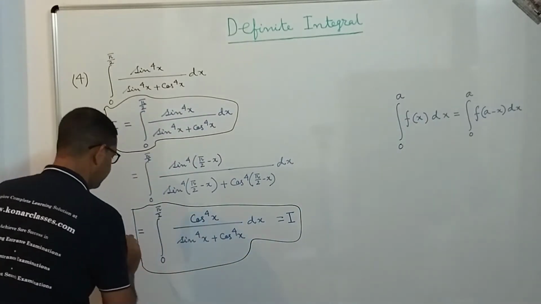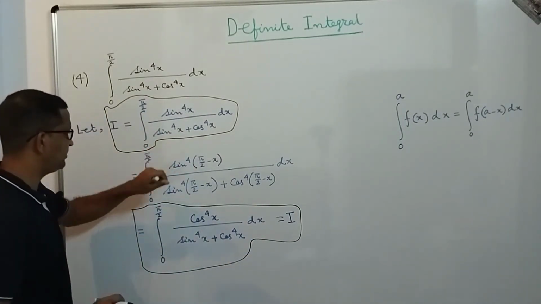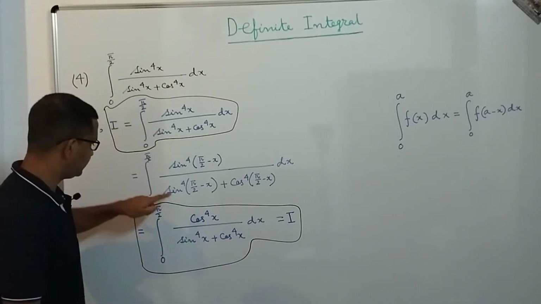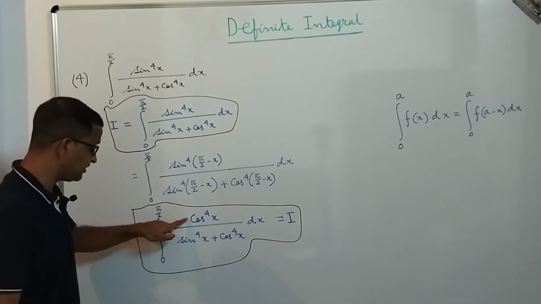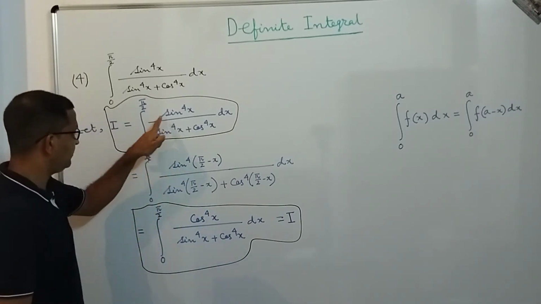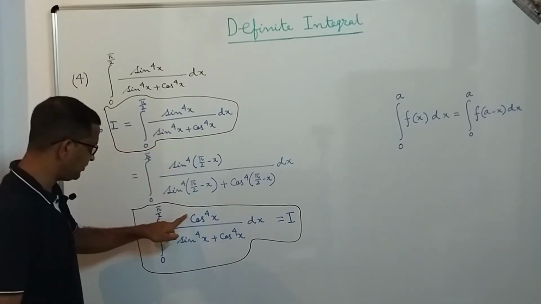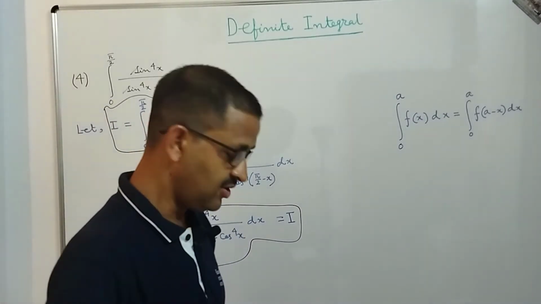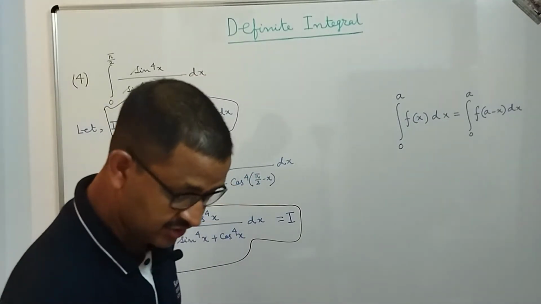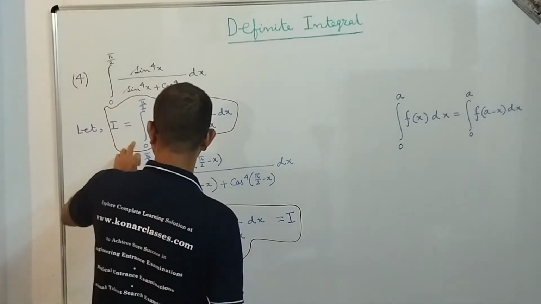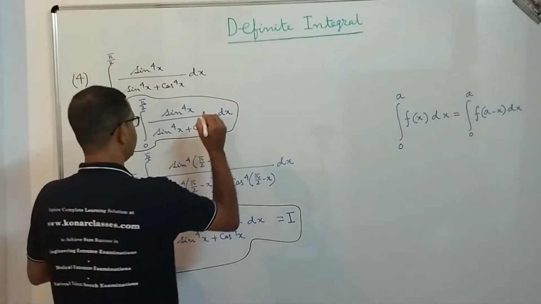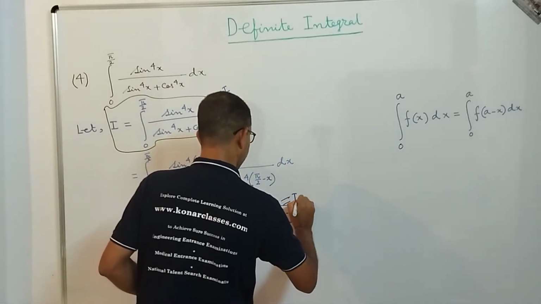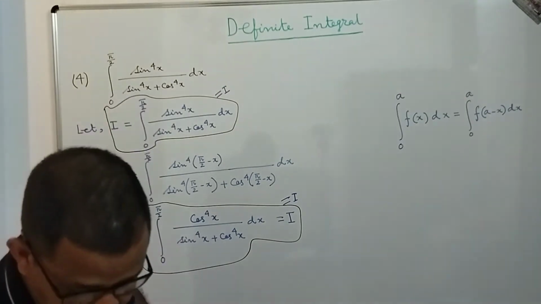Now in both these integrations the denominator remains the same, and in the first case the numerator is sine to the power 4x, and in the second the numerator is cos to the power 4x. So if we add, it becomes sine to the power 4x plus cos to the power 4x divided by sine to the power 4x plus cos to the power 4x. That will get cancelled, and we will get only dx. So we should add these two integrations. I repeat once more: this integration is equal to I, and this integration is also equal to I. So now we are going to add these two integrations.